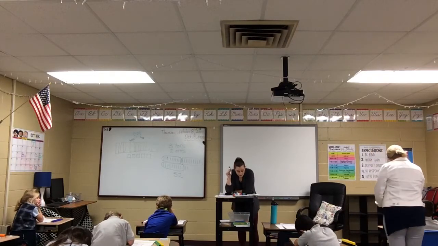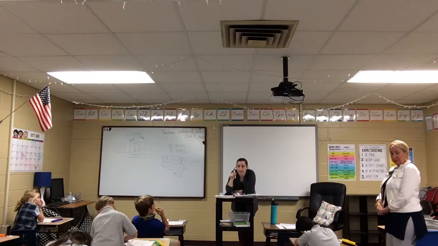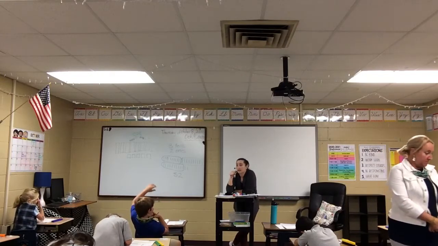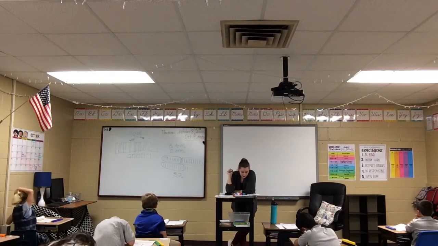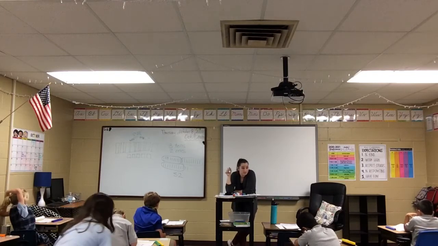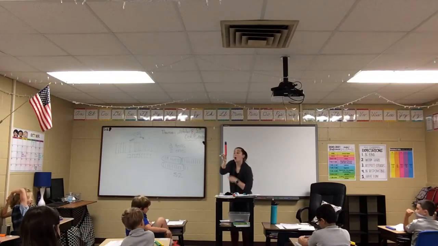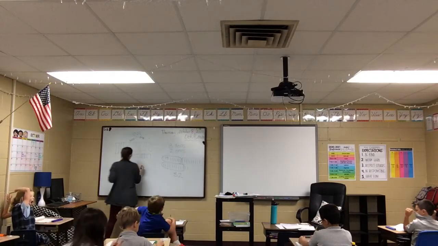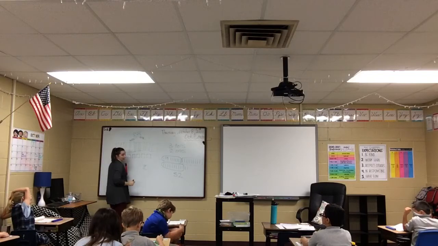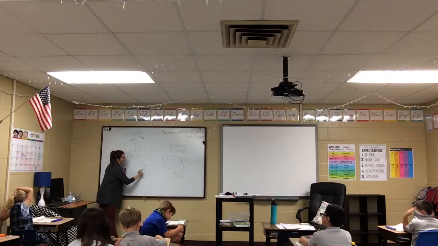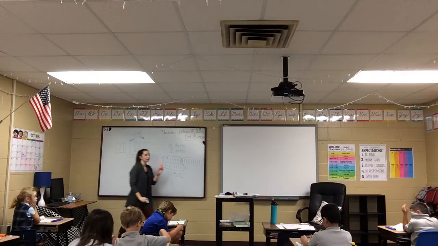Alright, so we have to find how many 10s and how many 1s. So, Chandler, how many 10s do we have? 7. So you should have counted 7 of these. Or, the number is 70. You should have looked at this number for the 10, right?